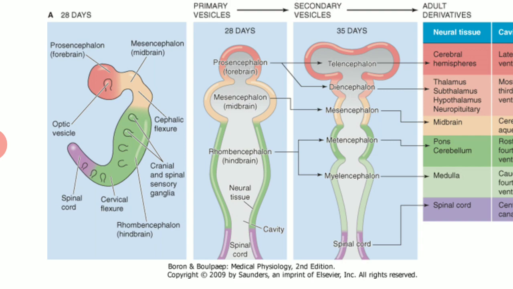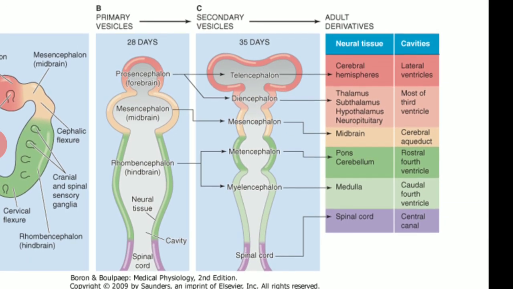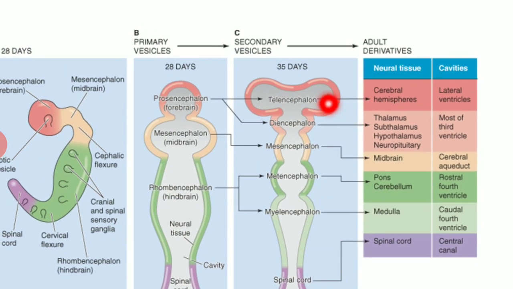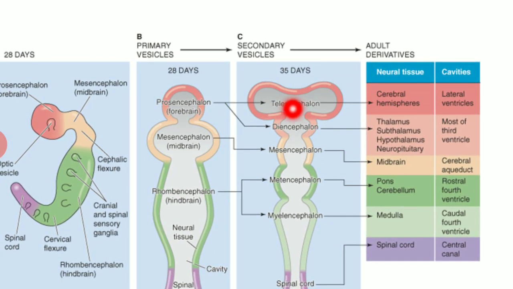Now secondary vesicles are formed at 35 days of embryological life. Now cavity of this prosencephalon, forebrain, is divided into two cavities. One cavity for telencephalon and another for diencephalon. And from this, in future, there is a formation of cerebral hemisphere from telencephalon, and from diencephalon there is a formation of thalamus, subthalamus, hypothalamus, and neurohypophysis.